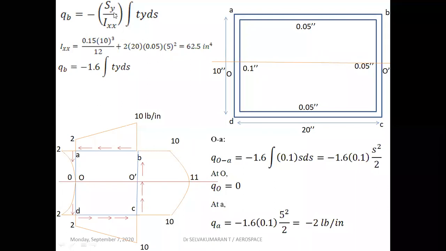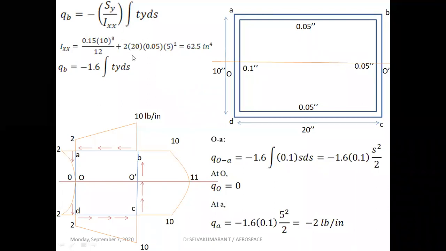Now Sy is 100 pound and Ixx is 62.5. Substitute here, and you get the basic shear flow qb is equal to minus 1.6 integration t y ds. For example, we have made a cut here. Now this is the valid shear flow expression for the open section to determine the shear flow values at various different points or locations.